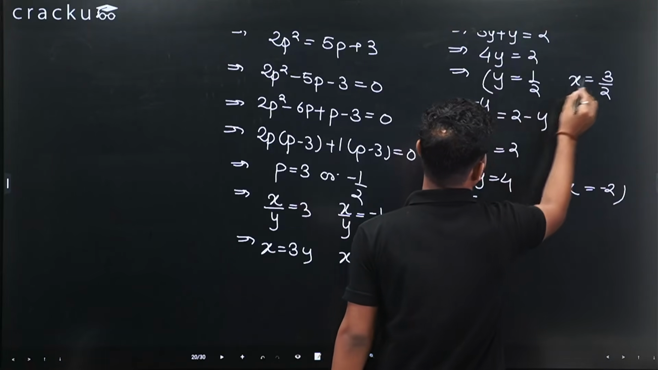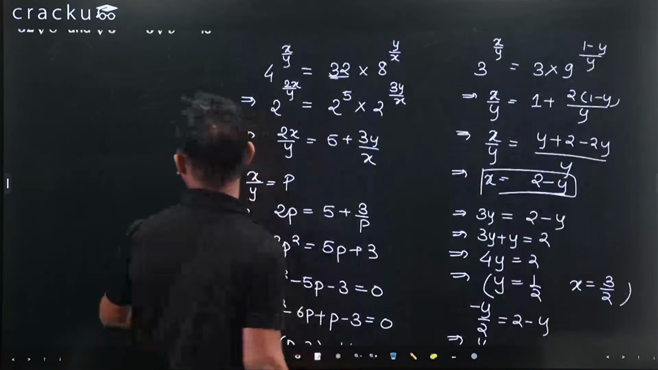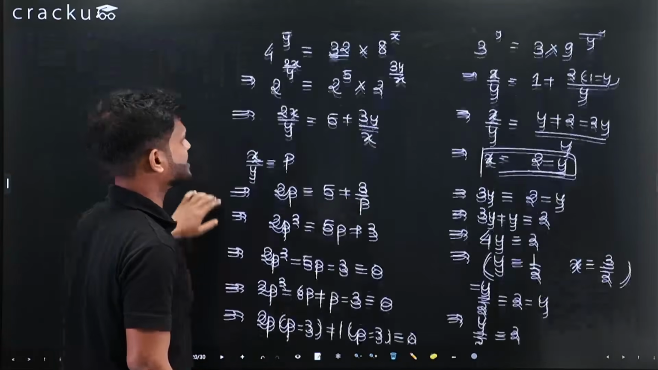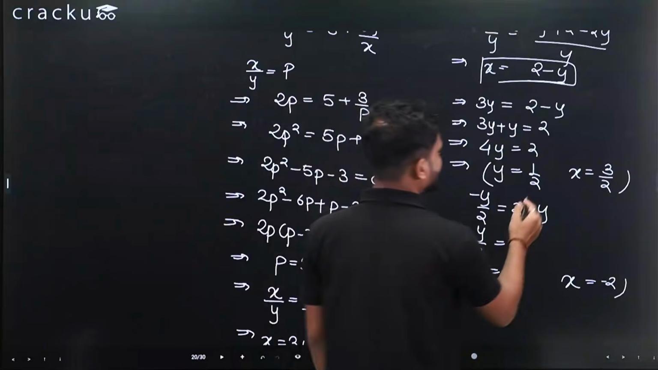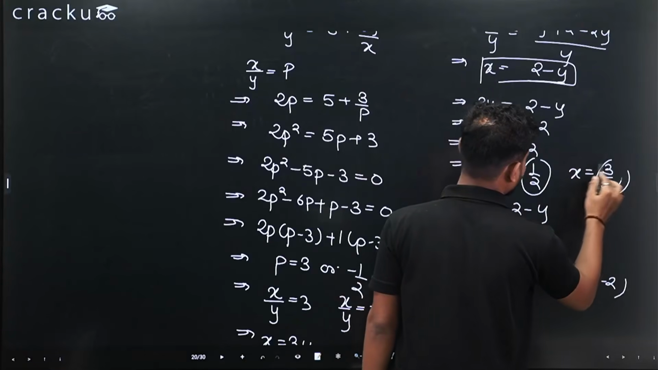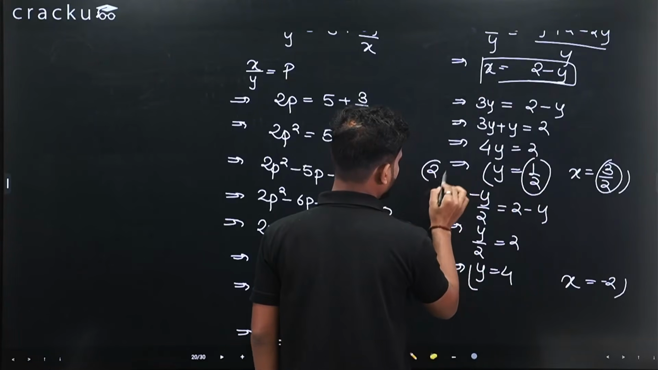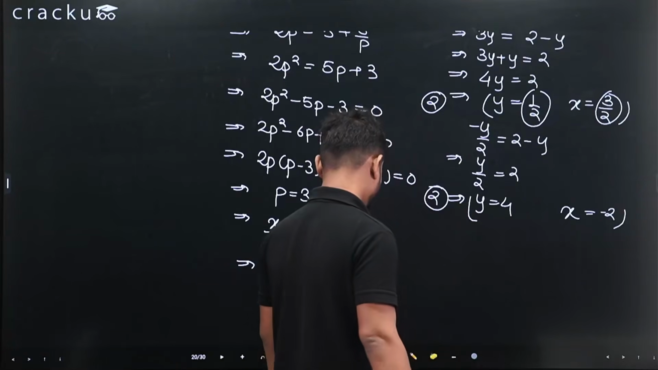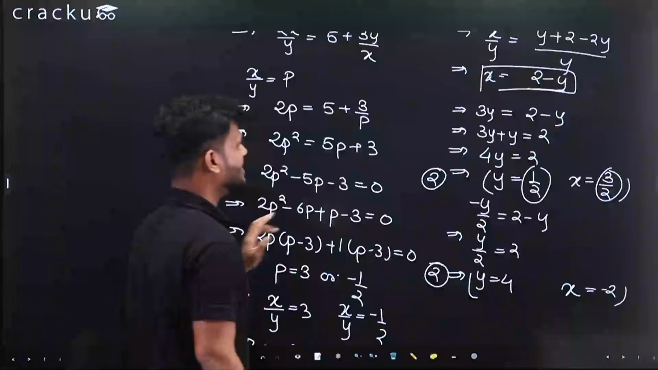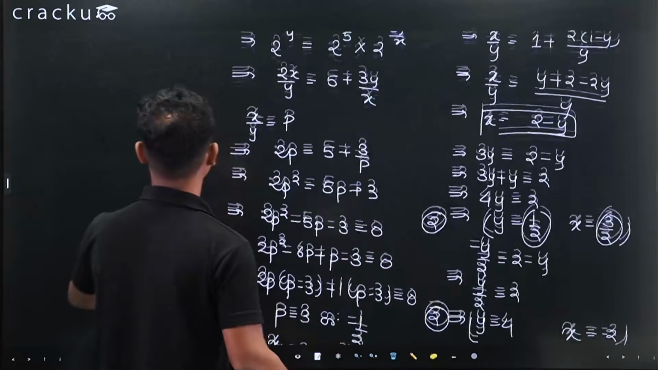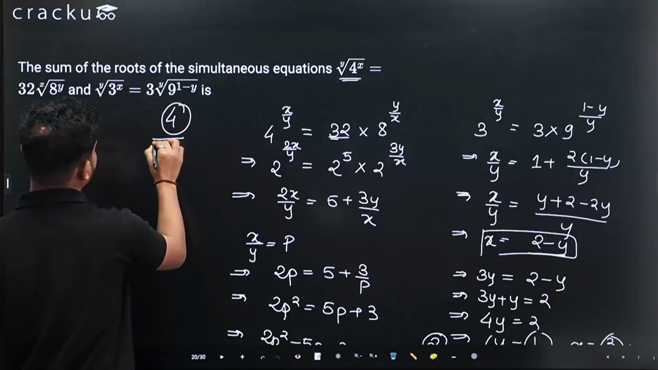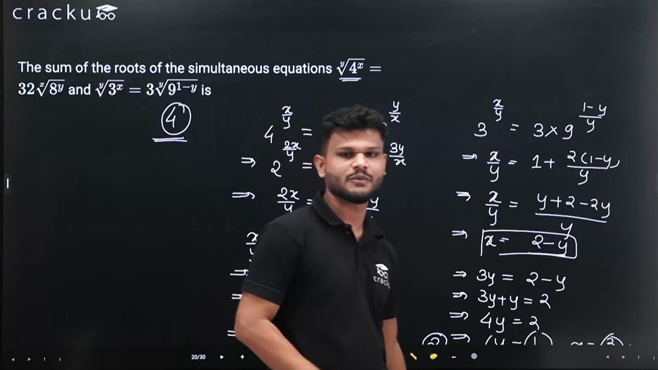Correct? What do I need to find? I need to find the sum of the roots of the simultaneous equations. What will be the sum? Here sum is 1 by 2 plus 3 by 2, which is nothing but 2. Here it is 4 minus 2, which is nothing but 2. So the sum of roots is 2 plus 2, which is 4. So the answer to this question will be 4. This is how you solve the question.